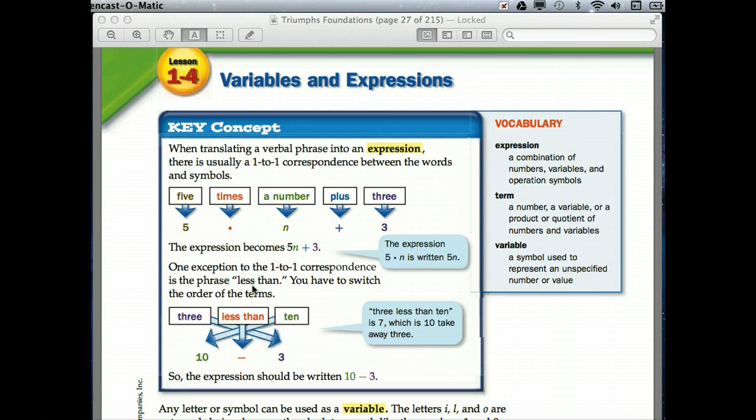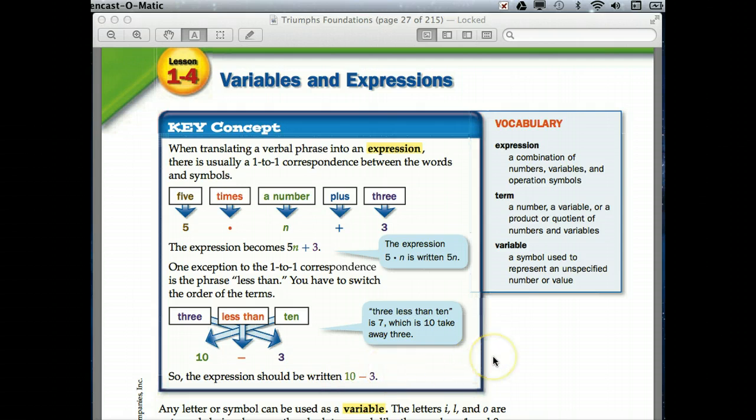So what operation do you think we're going to perform with less than? Yes, if we're less than, we are subtracting. So we're going to have a minus sign here. And whenever you see less than, you have to switch the order of the terms. So see this little crisscross graphic organizer? So this says 3 less than, so that means we're going to subtract 3 from something. 3 less than 10. So our expression is written as 10 minus 3.